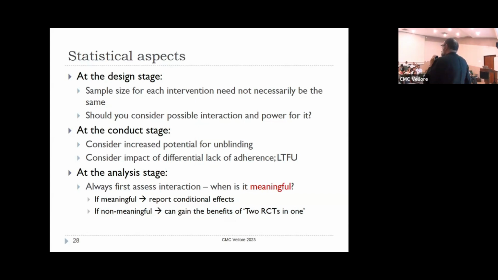Because if you don't have the adequate sample size to test interaction, then it'll say that you don't have an interaction. But that's not the case. The question is whether there is a meaningful one. If meaningful, then you have to report the conditional effects. And if not meaningful, then you get two RCTs in one.